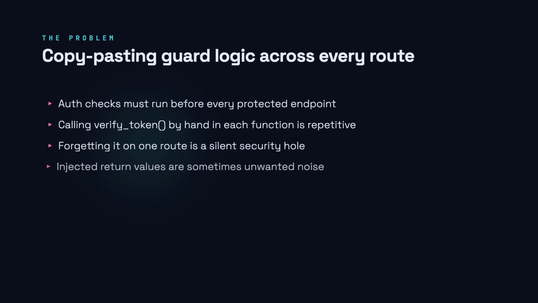Imagine you have 10 protected endpoints. Each one needs to verify an API token before doing anything useful. The naive fix is to call your verify_token function at the top of every route function. But that is boilerplate you have to remember to add every single time. Miss it once and you have an unguarded endpoint with no warning from the framework. There has to be a cleaner way.